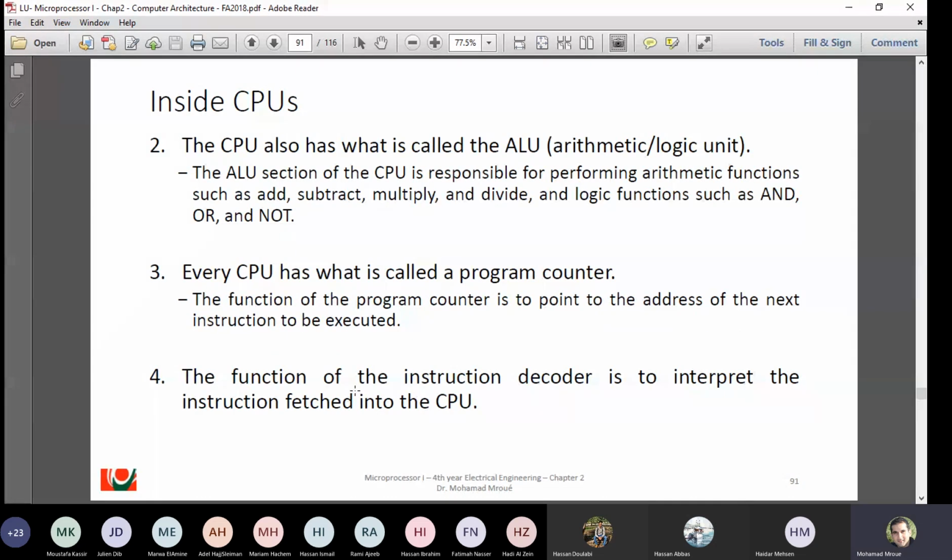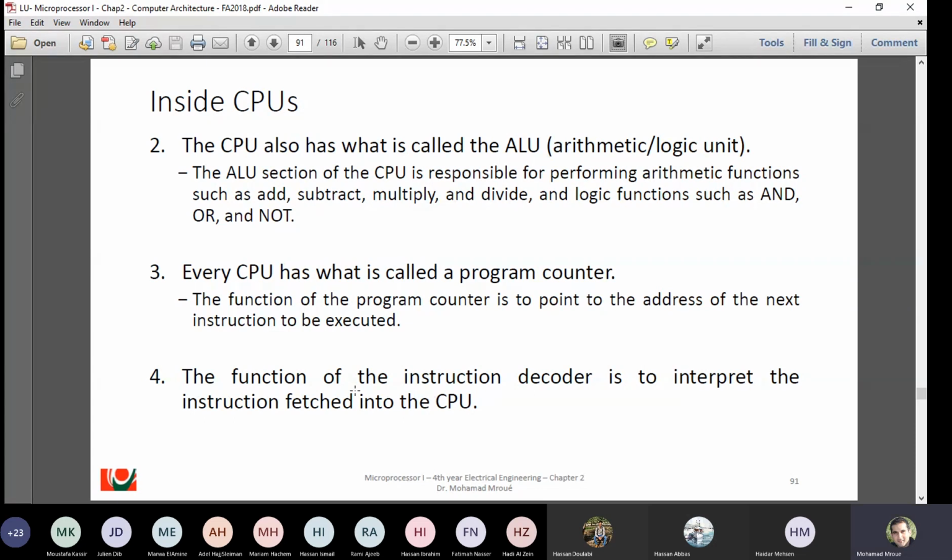Second, the CPU also has what is called the ALU, the arithmetic and logic unit, present in all CPUs. The ALU section of the CPU is responsible for performing arithmetic functions such as add, subtract, multiply, and divide, and logic functions such as and, or, and not.